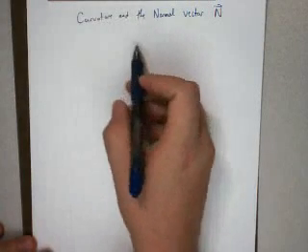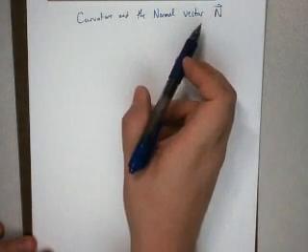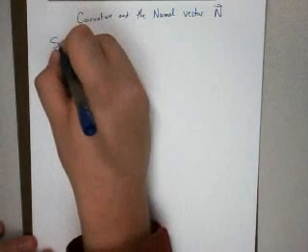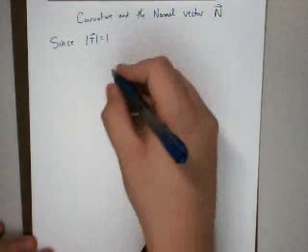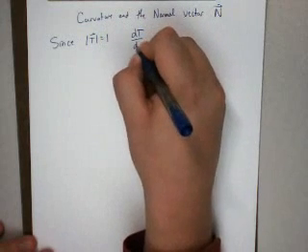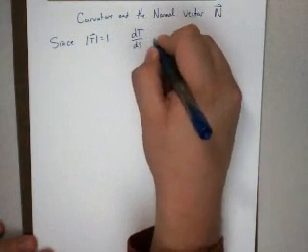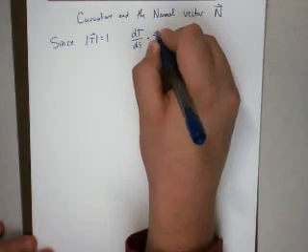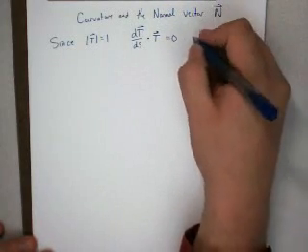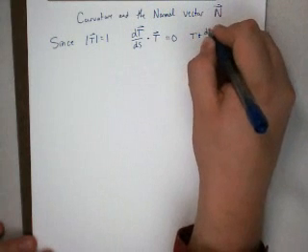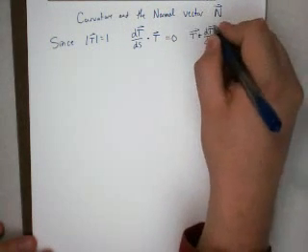This one focuses on curvature and the normal vector n, how to get it. Since the unit tangent vector has length 1, we know that its derivative with respect to s is orthogonal to the vector itself. So T and dT/ds are orthogonal.